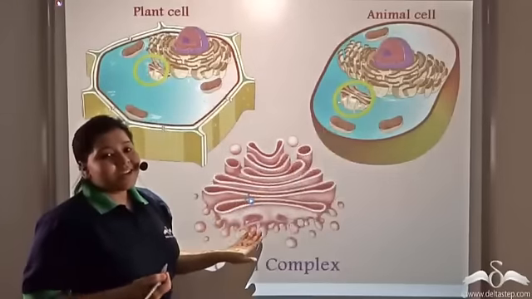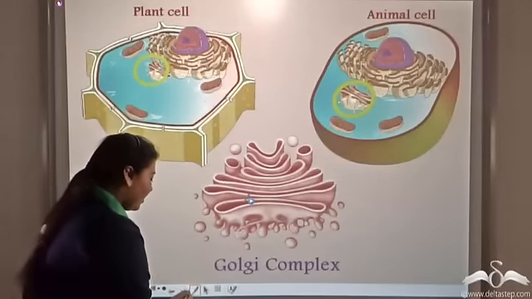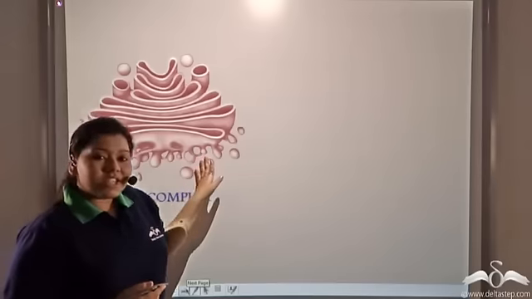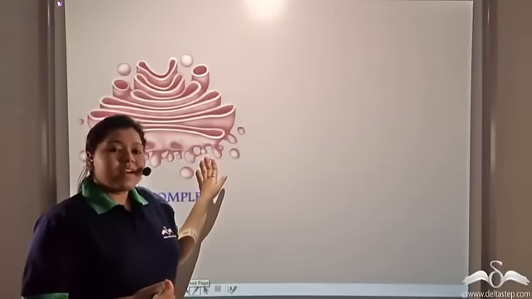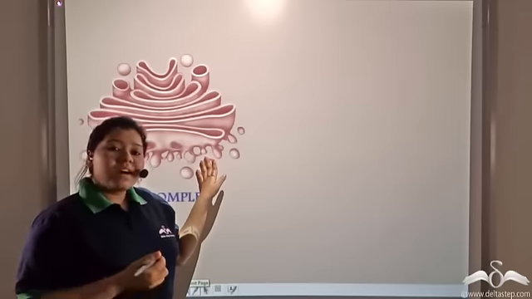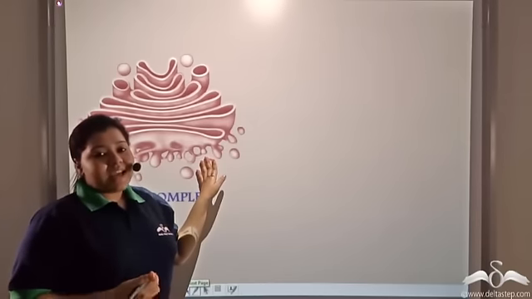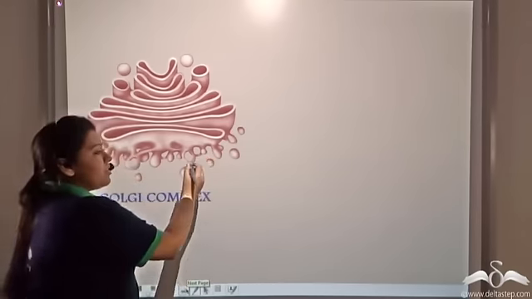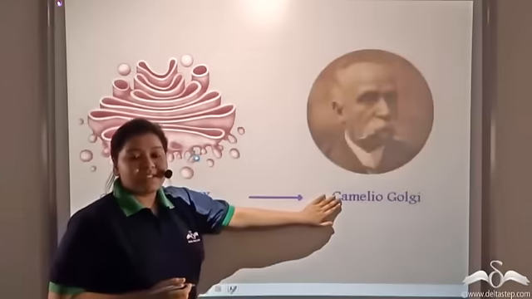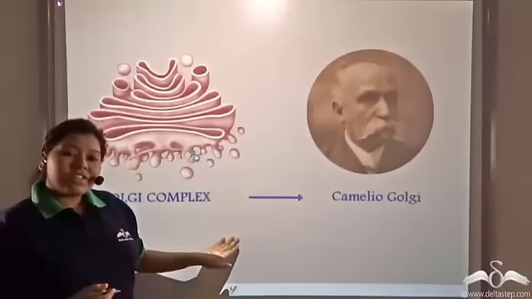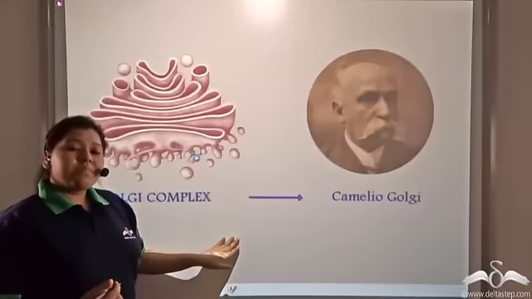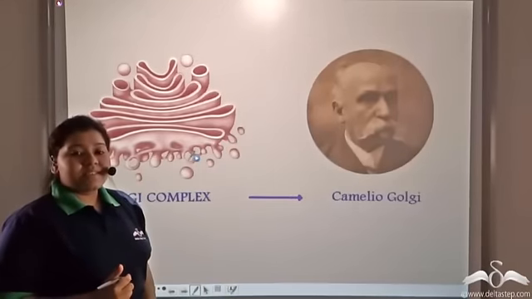Now, why this uncommon name? Well, this is because Golgi complex has been named after the scientist who first observed it in an animal cell, and his name was Camillo Golgi. Now, Golgi complex is present in both plant and animal cells.